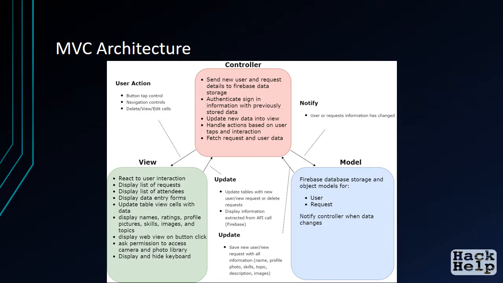So now I'd like to highlight some important aspects of my MVC architecture diagram. First, let me begin with the view. In my view, some of the most important aspects are displaying the list of requests in a table view, displaying the attendees in a table view, and also updating the table view cells with the proper data. And having a Firebase real-time database really allows the table to be updated and makes sure that everyone can see that data.